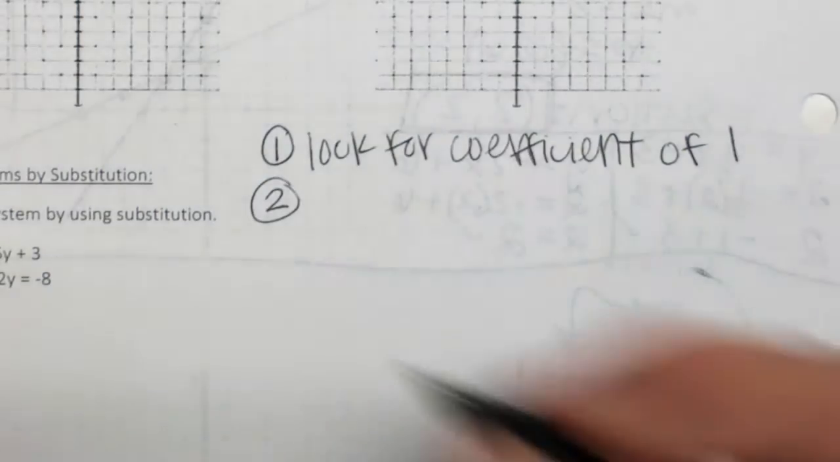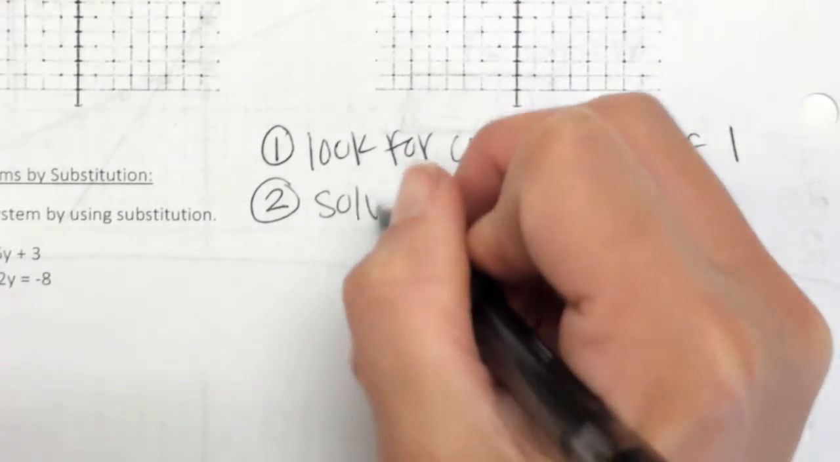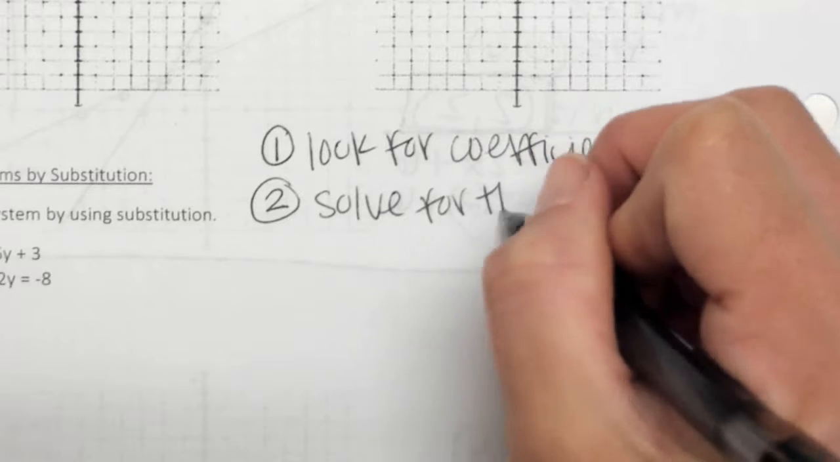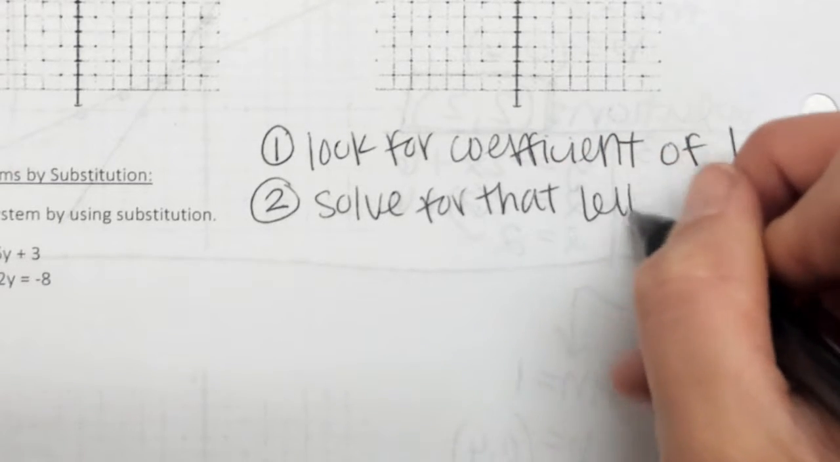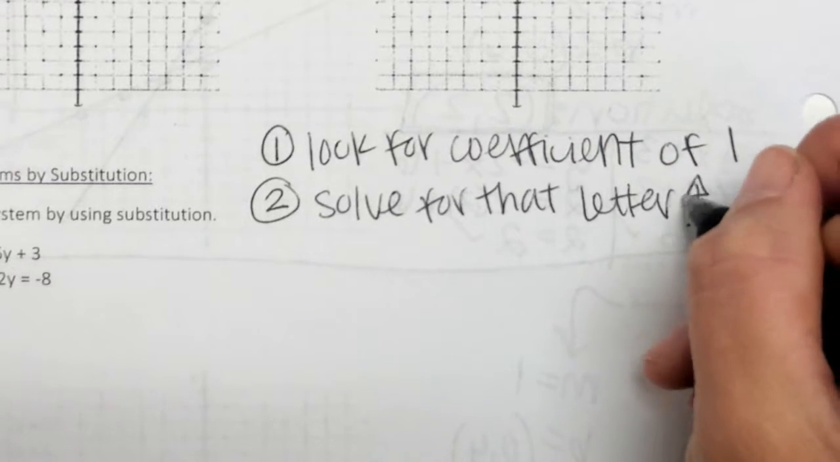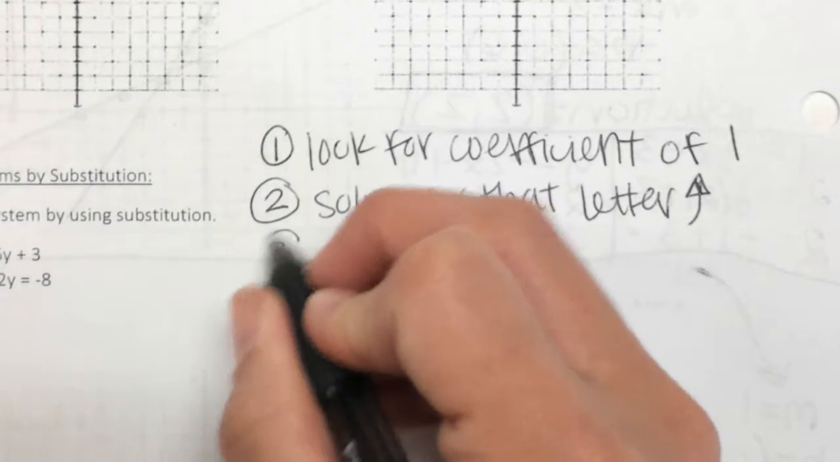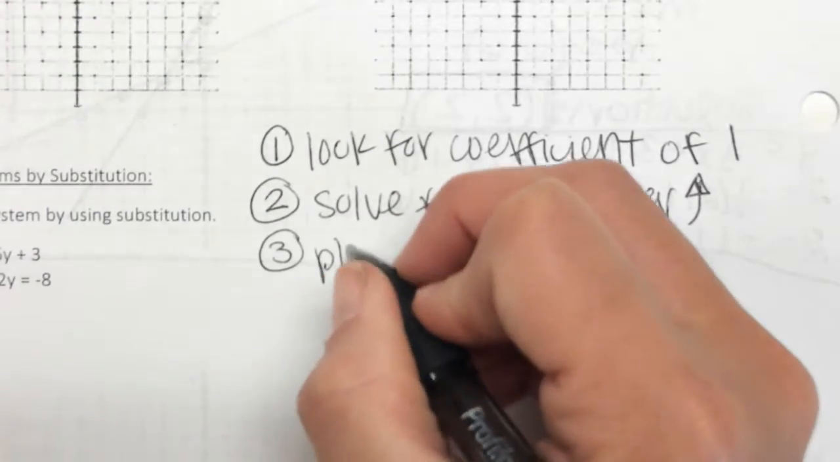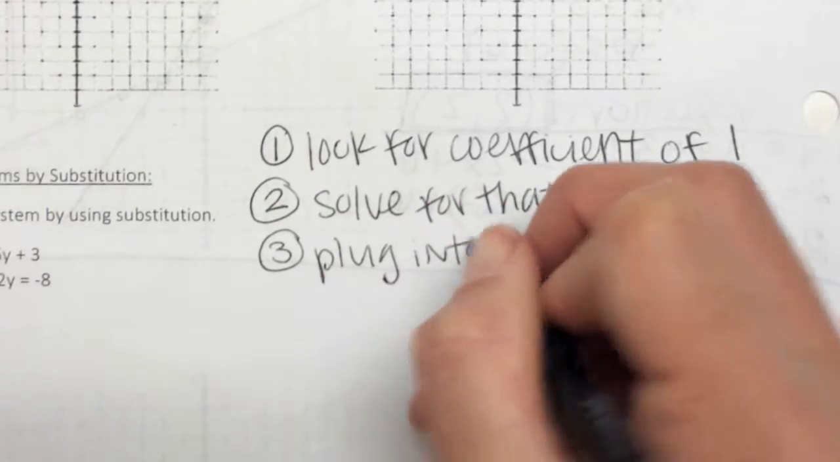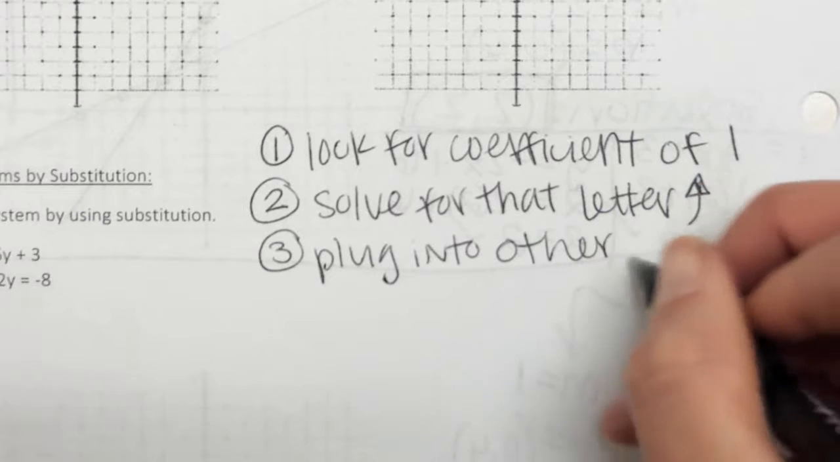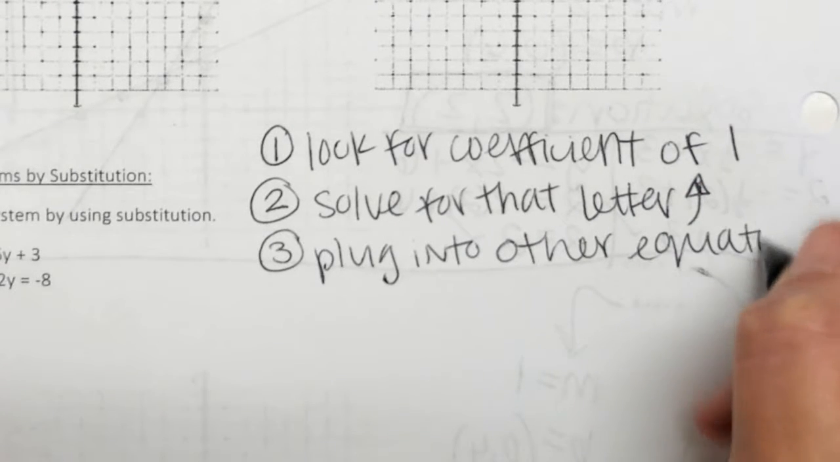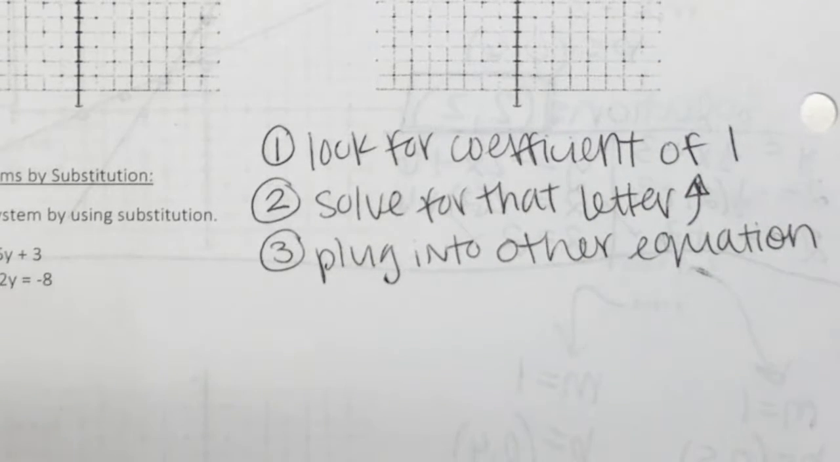Whichever letter has that coefficient of 1, solve for that letter. And I'm going to put an arrow pointing up to step 1 so you'll remember. We solve for the letter that has coefficient of 1. Once we do that, we are going to plug in other equation. So those are the 3 steps for substitution.